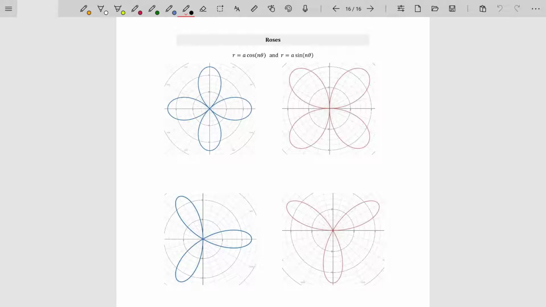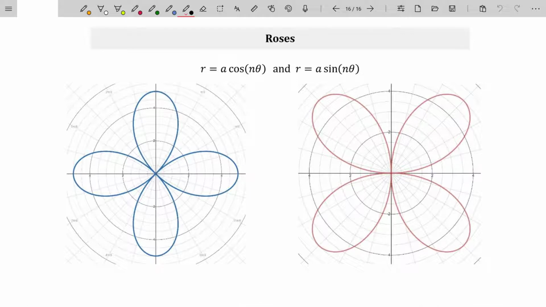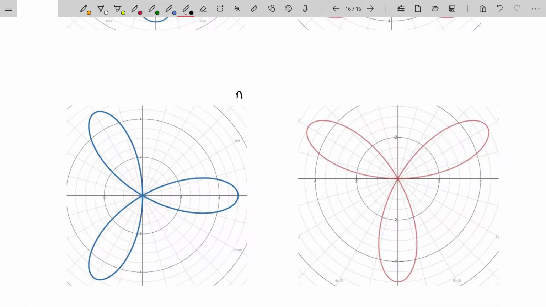And finally, we had the roses. You had for example, the n leaf roses. So if n is even, then 2n is equal to the number of leaves. In this case, what you're looking at are the sine and the cosine of 2 thetas. And if n is odd, then n equals the number of leaves.